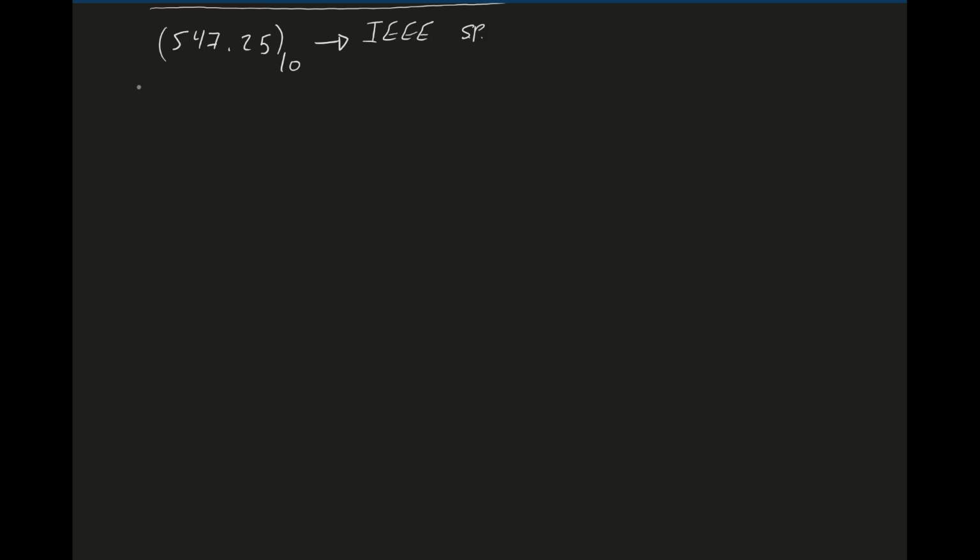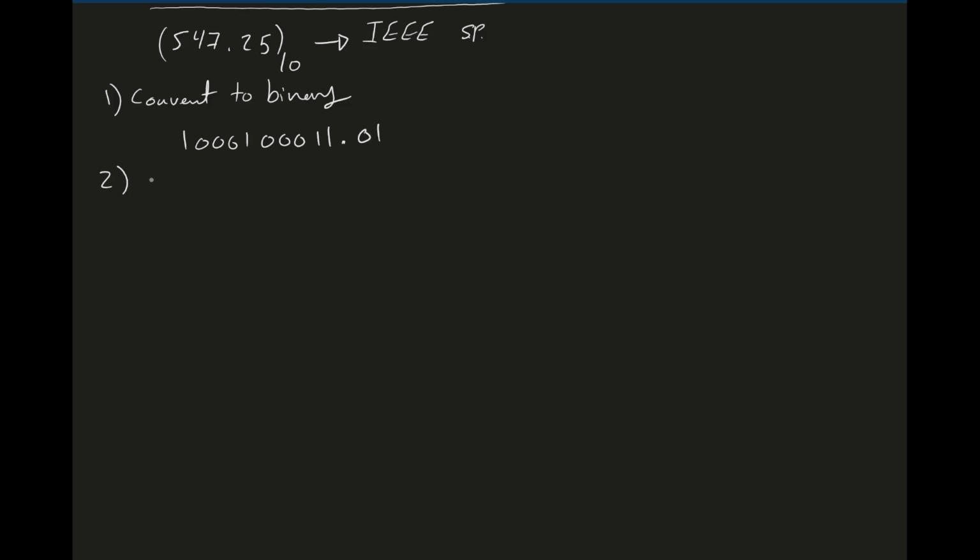So what do we do? The first thing, like I said, it's the same thing that we did in half precision. First, convert to binary. 547 is 0. I'm sorry. Actually, it's 1, 0, 0, 0, 1, 0, 0, 0, 1, 1. And then 0.25 is a quarter, so it's the second digit to the right of the radix, so 0, 1.